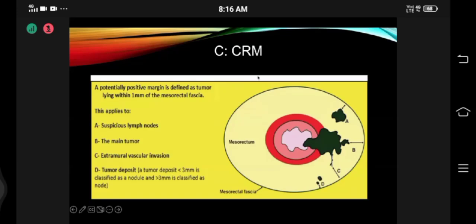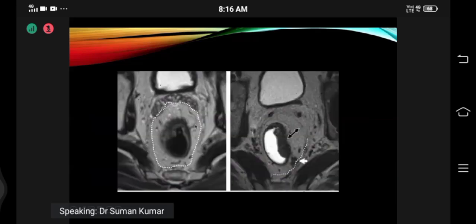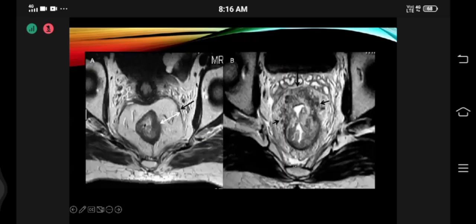And circumferential resection margin, like I said, the potentially positive margin is defined as a tumor lying within 1 millimeter of the mesorectal fascia. So if the tumor or the node is sitting on the mesorectal fascia, it is mesorectal fascia positive. And this is how we measure the distance from the mesorectal fascia. And if it is more than 2 mm, it is free. So here the mesorectal fascia is involved anteriorly.